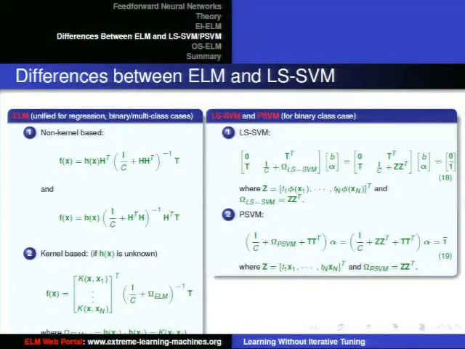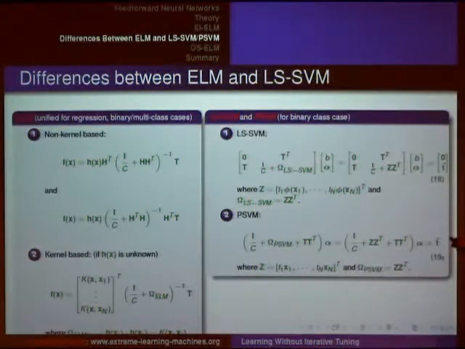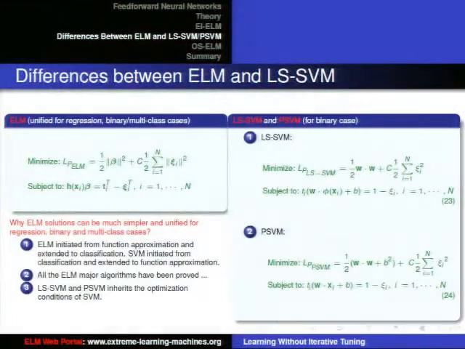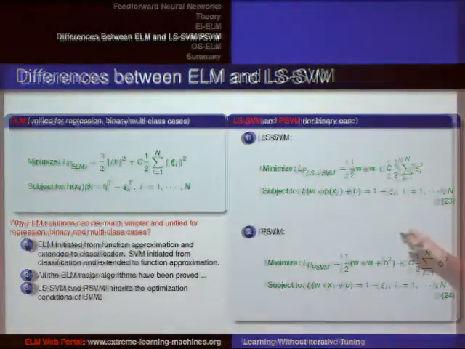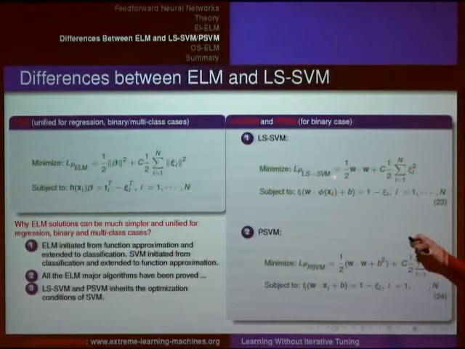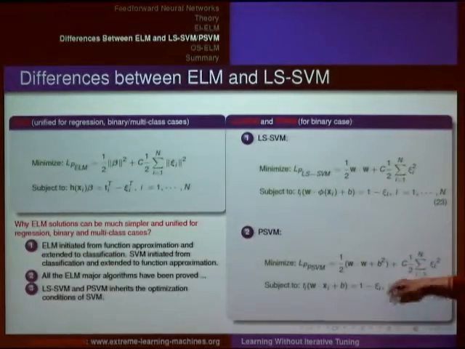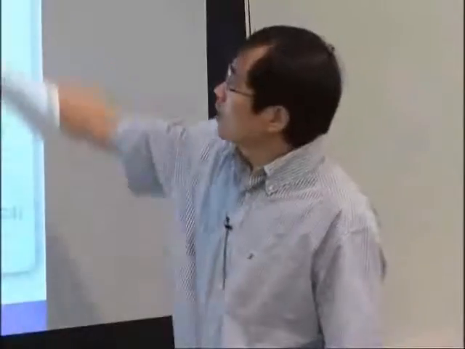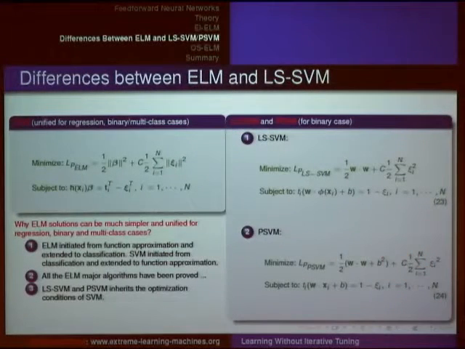So why do you see the formulas here and here are different? Why do least square SVM and PS-SVM have different final solutions? The key point is that they have the same constraint, but the target function is different. For proximal SVM, they just add a bias here, so they generate a different solution.